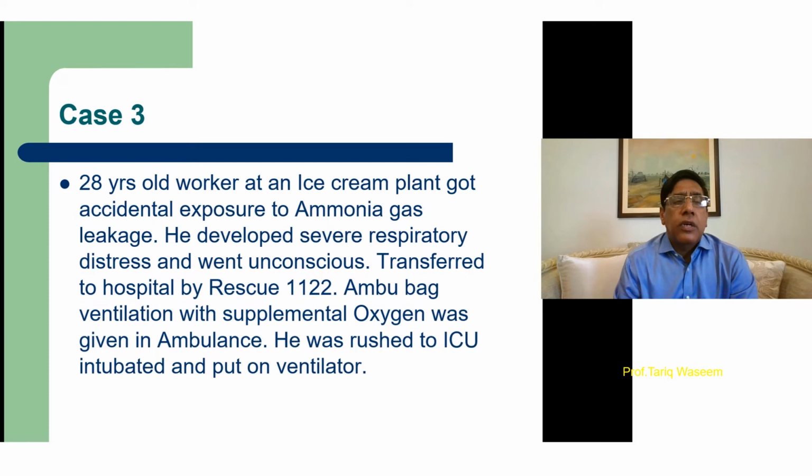Now, this is the third case. This is a 24-year-old worker who works in an ice cream plant, and he got an accidental exposure to ammonia gas leakage in the factory. He developed severe respiratory distress and went unconscious. He was transferred to hospital by Rescue 1122. During the transfer, he was maintained on ambu bag ventilation and was given supplemental oxygen, and was rushed to ICU straight away. He again had to be intubated and put on a ventilator.